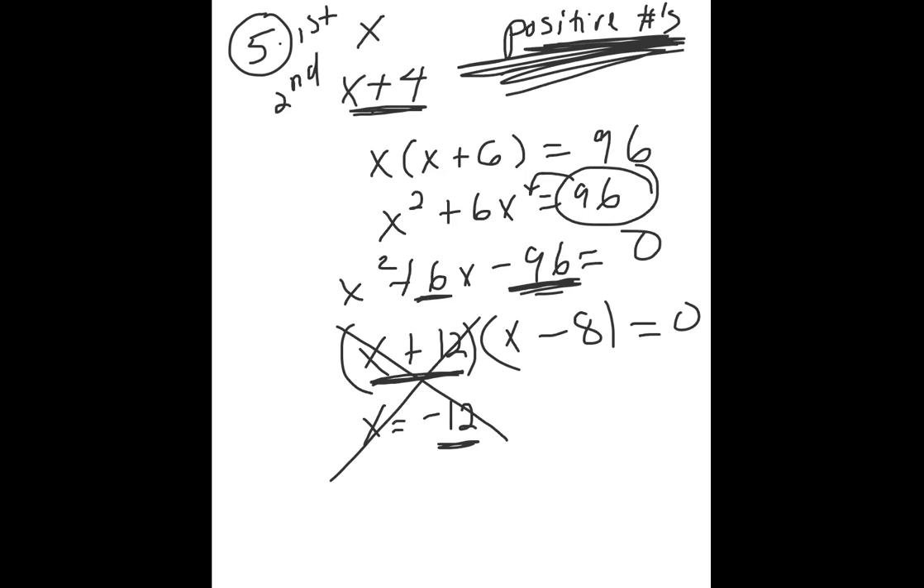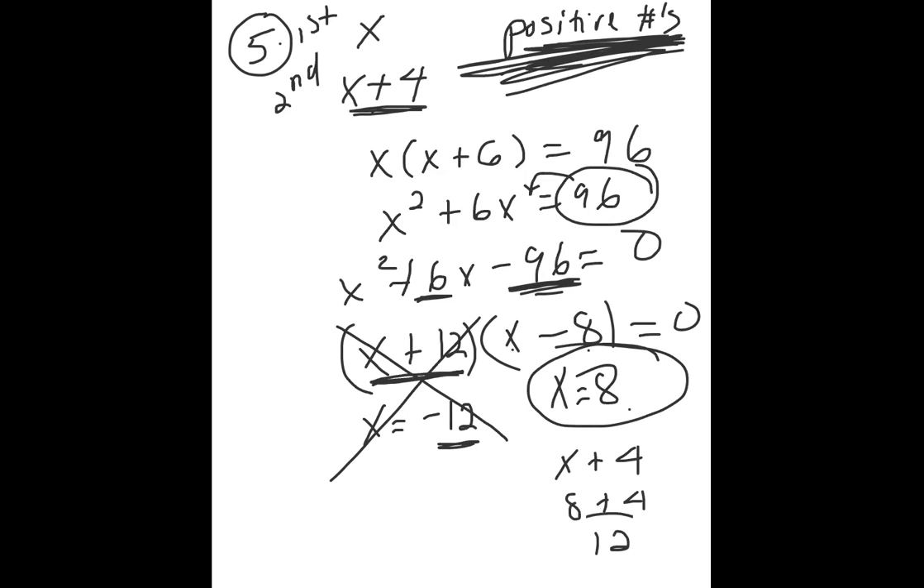However, for this one right here, what number minus 8 makes this parentheses 0? 8. So 8 minus 8 makes it 0, so therefore, yes, 8 is a solution because we wanted positive values. So we got one of them, okay? This represents x. The other one represents x plus 4. So in other words, add 4 to this, and so it would be 8 plus 4, which gives you 12. So the answers are 8 and 12, guys.